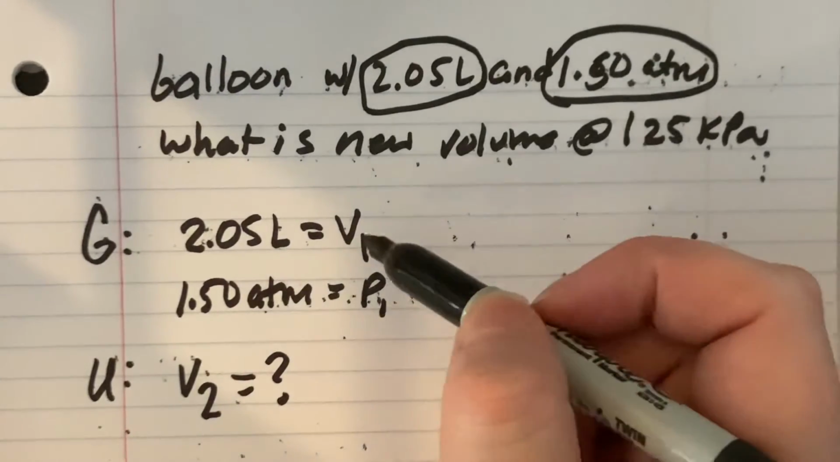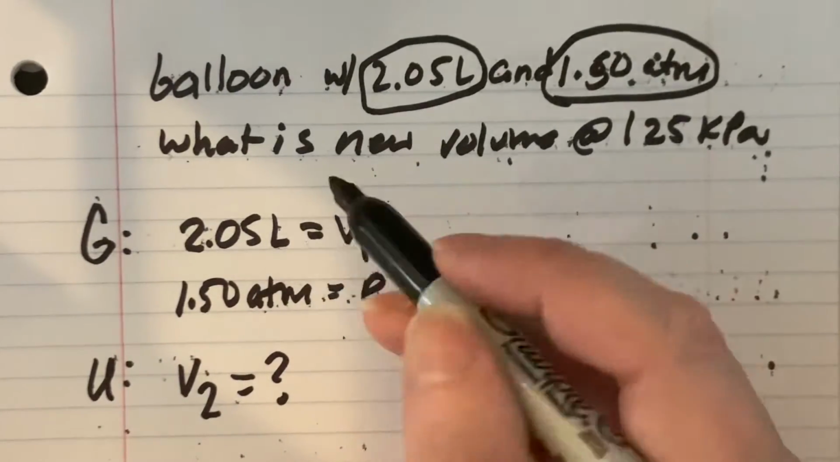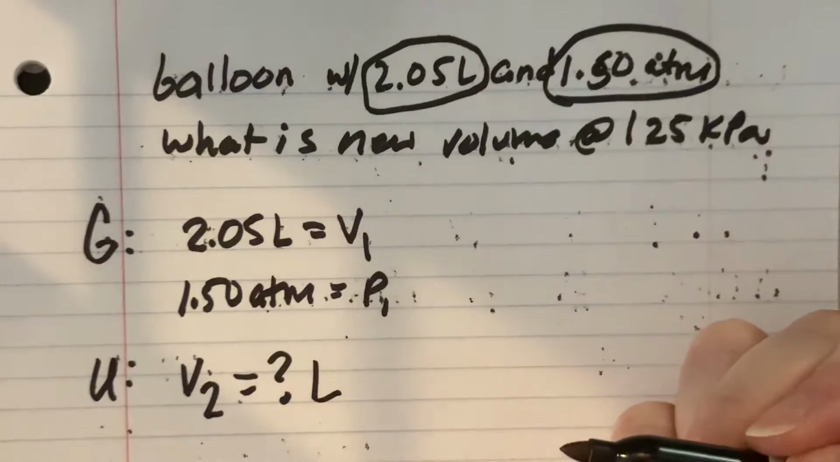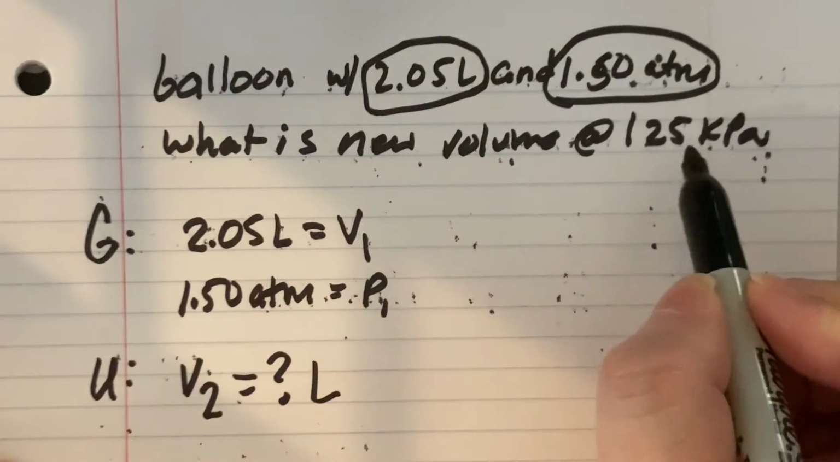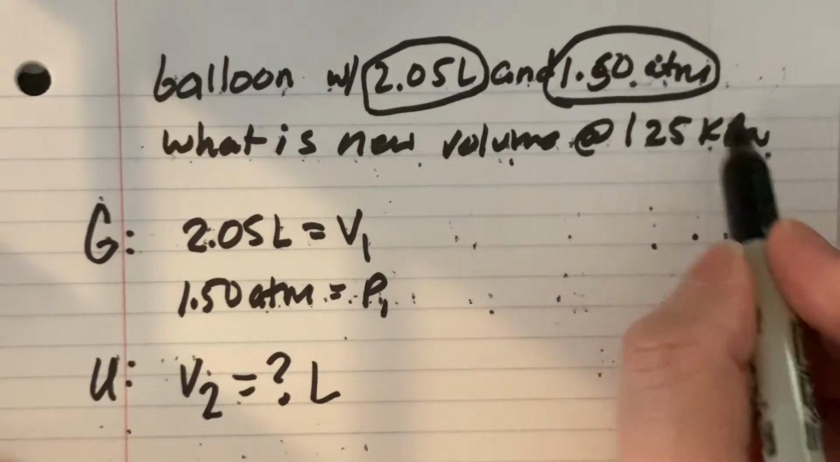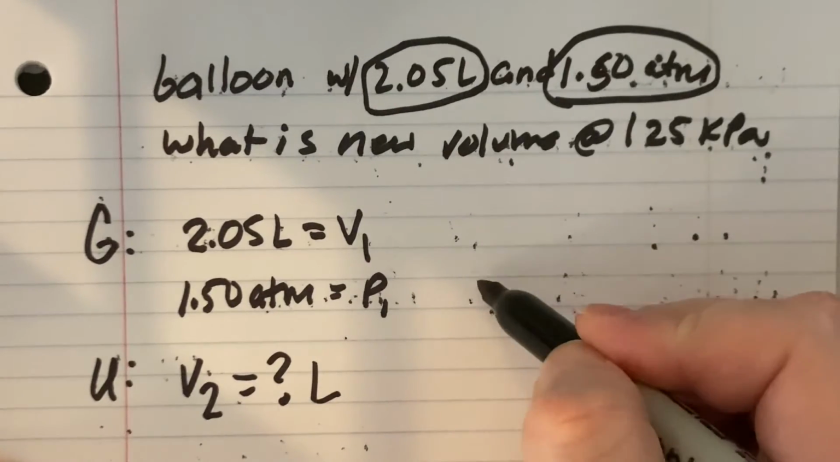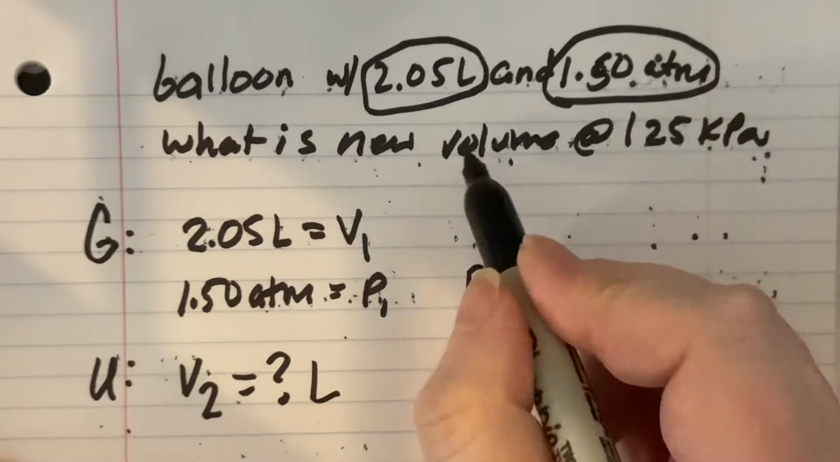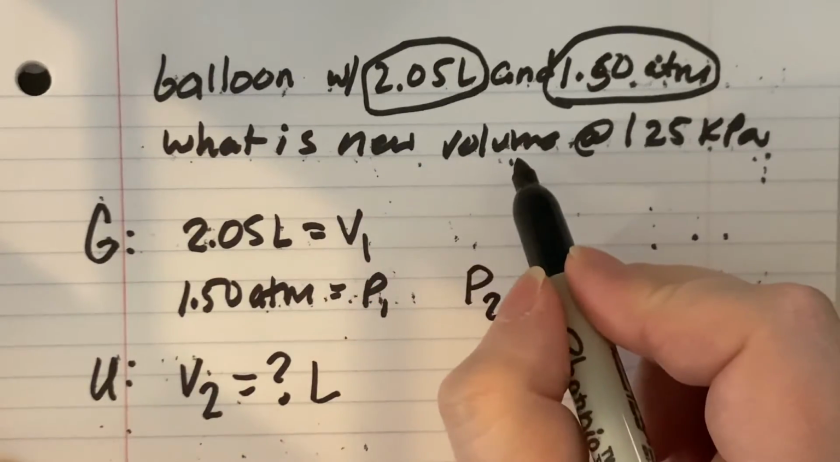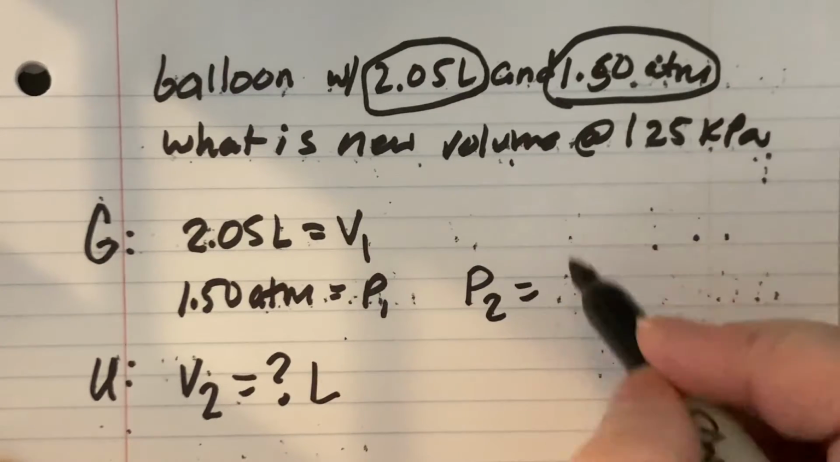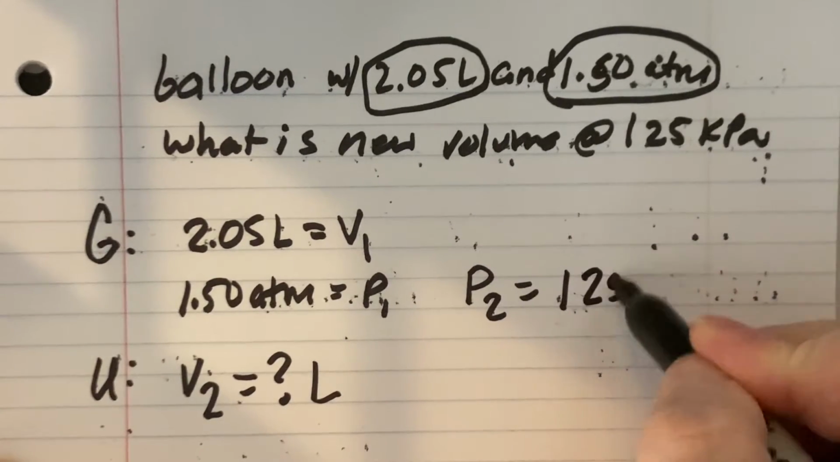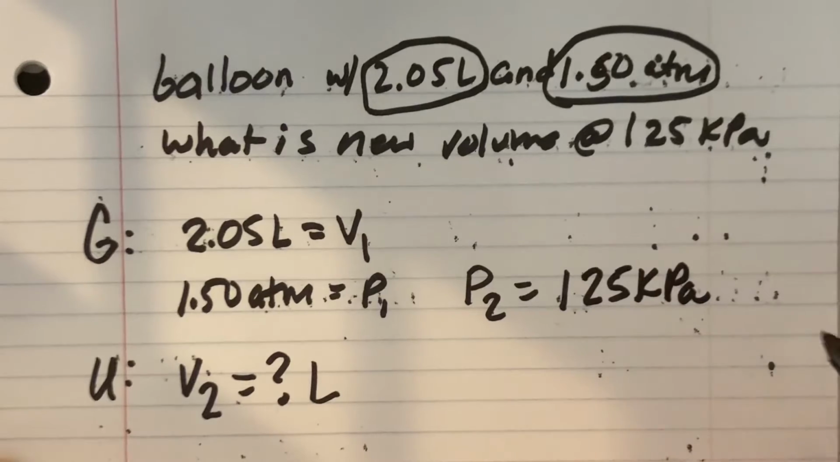Okay, and I'm going to have it match. Since my volume to start was liters, my volume to end is liters, because they have to match. And at 125 kilopascals, that must be my ending pressure, because that's when I have my new volume. That's my ending volume. So if my ending volume needs 125 kilopascals, my ending pressure is 125 kilopascals.